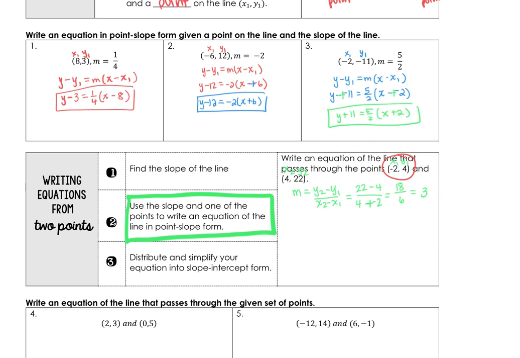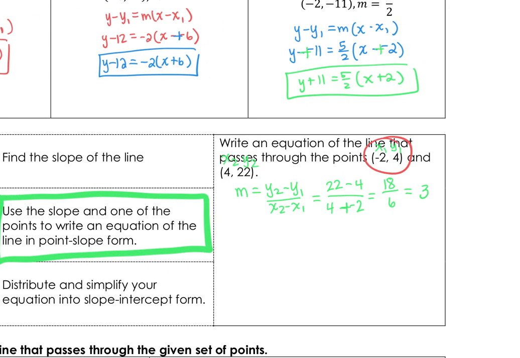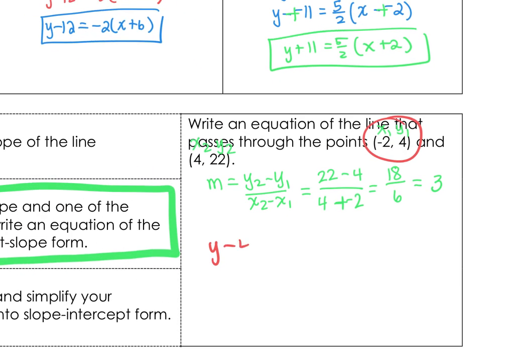So we've got y minus y1, which is 4, is equal to m, my slope, which is 3, times x minus a -2. But since I'm about to minus a -2, really I'm going to add the 2. Okay, that's the only new step.